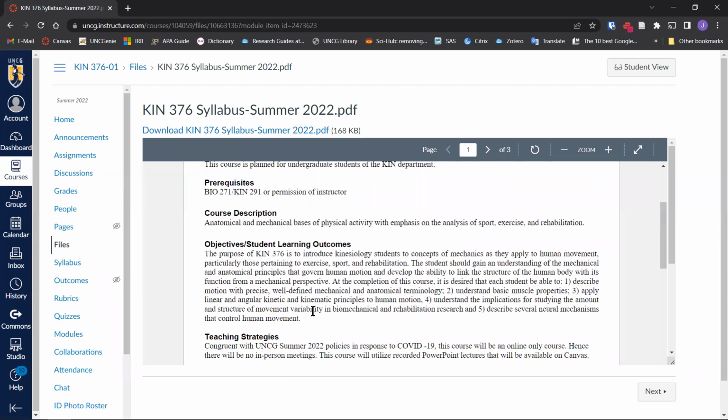This is just our objectives for this class. The purpose is to introduce you to kinesiology and the concepts of biomechanics as they apply to human movement. We'll just be looking at humans in this class.